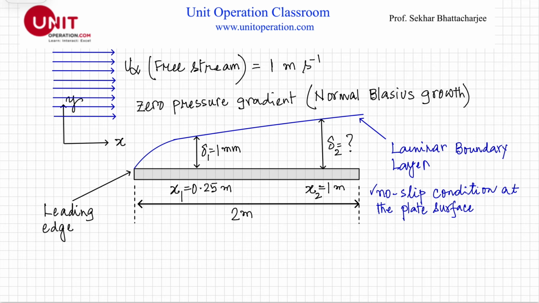So we have to find out what will be the boundary layer thickness. As we know, the boundary layer thickness will continuously grow along the plate. So we have to find out what should be the value of the thickness of the hydrodynamic boundary layer at a distance of 1 meter.